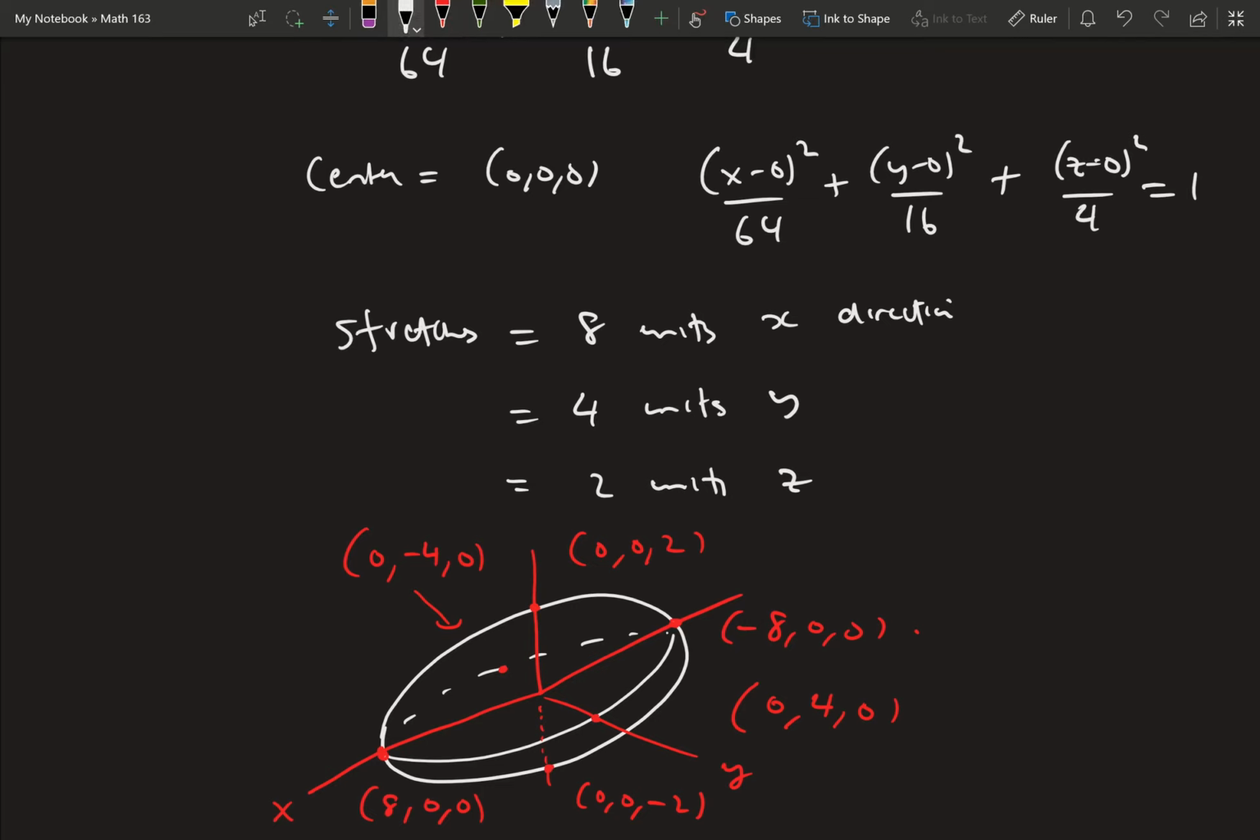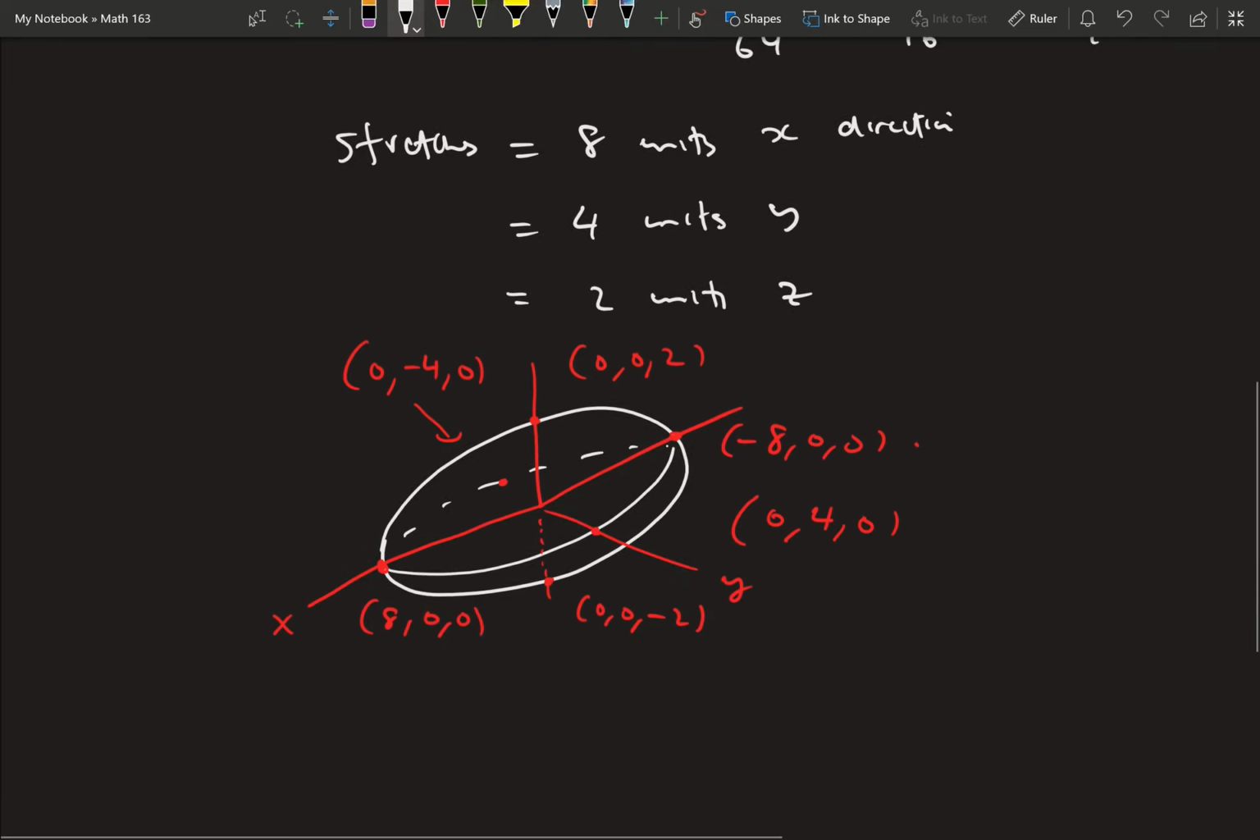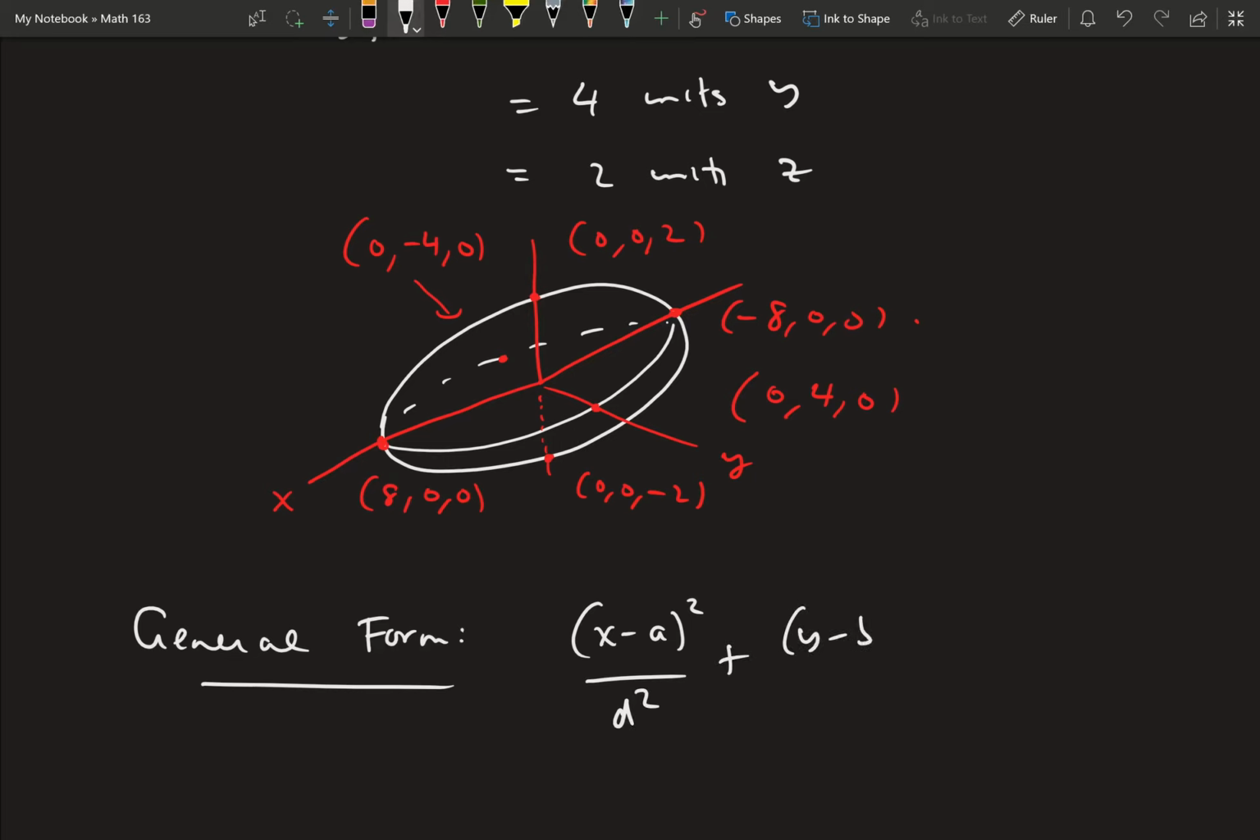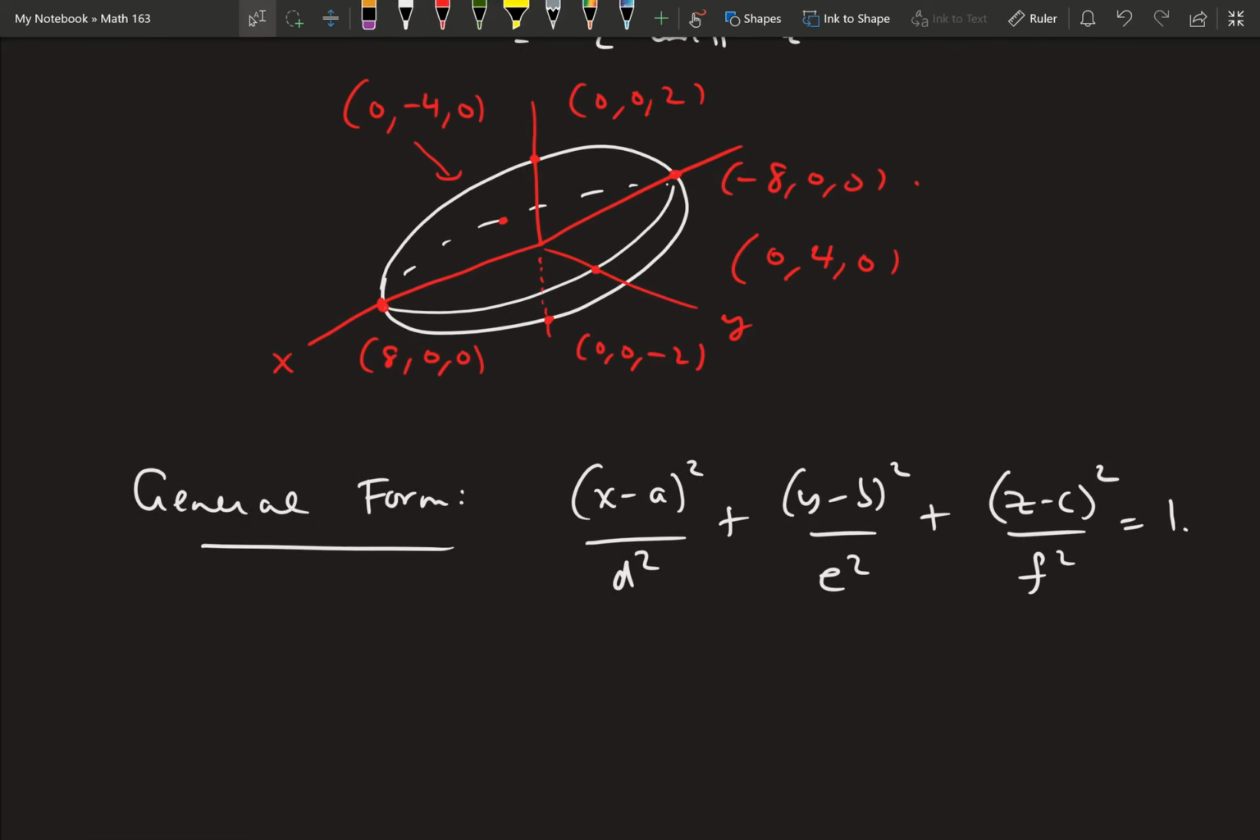So from the center point, you simply go out as many directions as required. So the general form here, let me just write that. General form is (x minus a) squared over d squared plus (y minus b) squared over e squared plus (z minus c) squared over f squared is equal to 1. This is the general form of the ellipsoid. So that's just a generalization of the sphere.